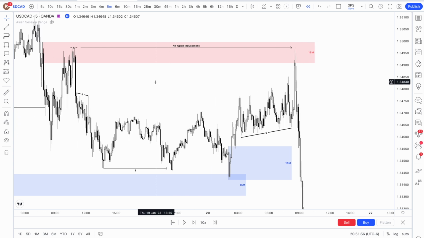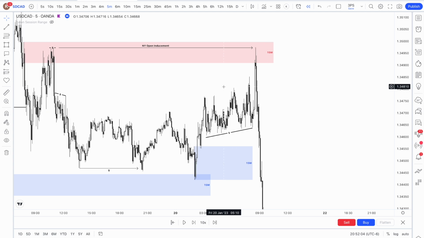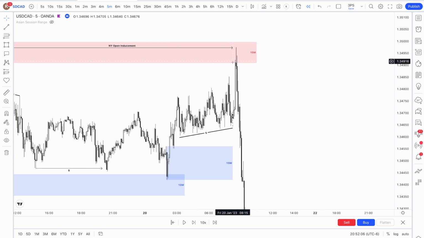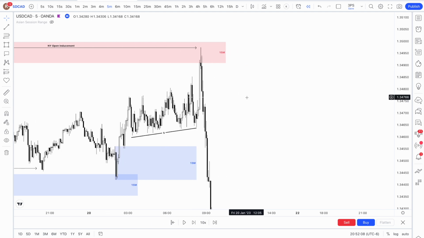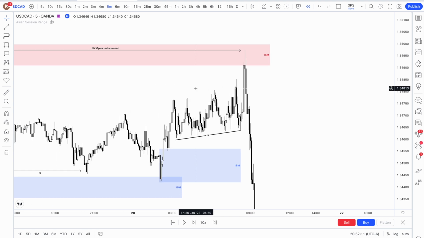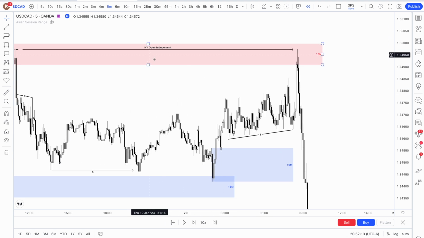If we look over here to the left, we haven't really mitigated anything. We filled some of this imbalance and swept some liquidity. But once again, price hasn't shown us any reason to really jump into the market here, right? We need to see, especially at an open of session, I always want to see some type of liquidity event so that price can reset, right? So that's why we have up here our New York open inducement, right?